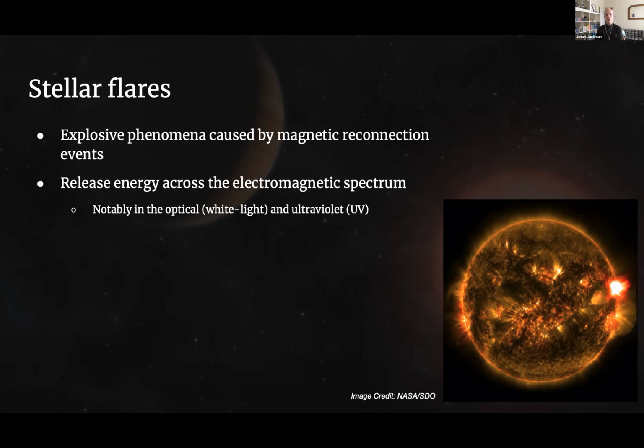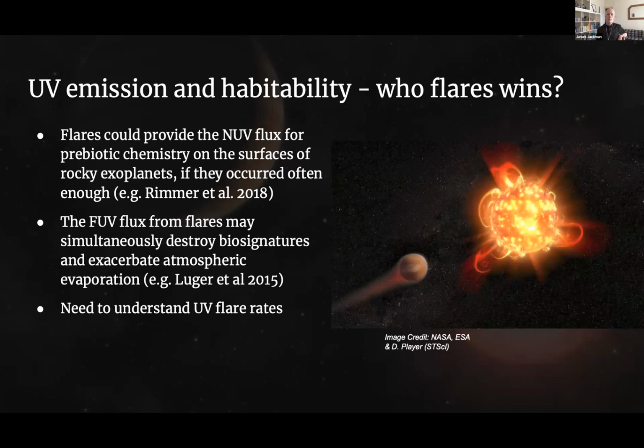So why might we be interested in flares? Well, in particular for exoplanet habitability, we're interested in their UV emission. In the near UV, flares may be beneficial to life on rocky planets around low-mass stars, such as the ones that we're looking for with TESS. The near UV flux from flares could provide the energy for prebiotic chemistry to occur on the surfaces of these planets, chemistry such as the formation of lipids and amino acids.